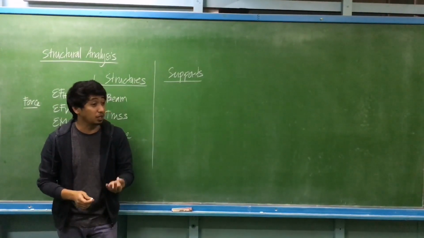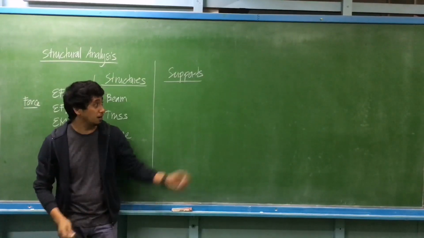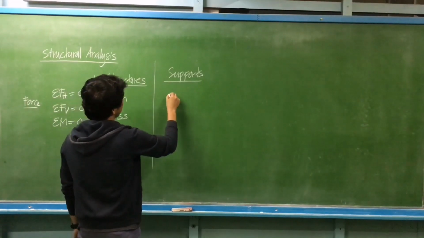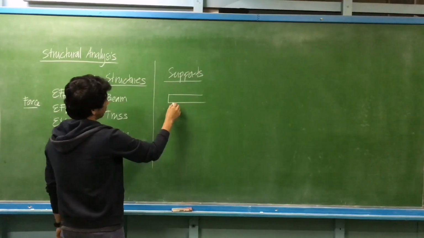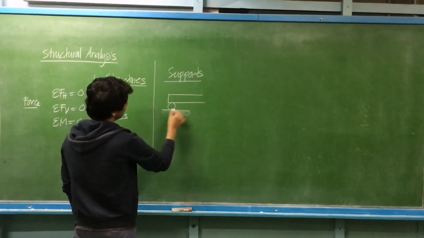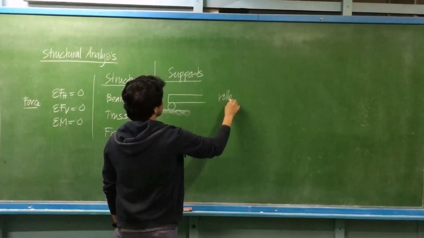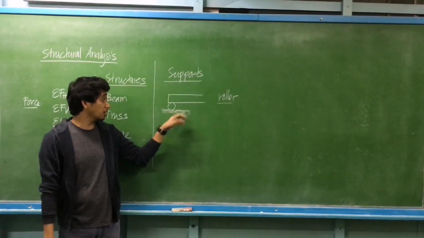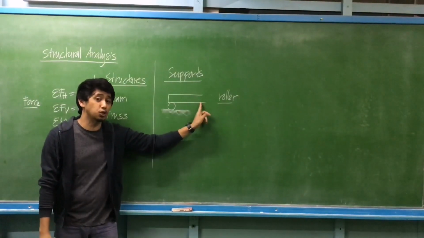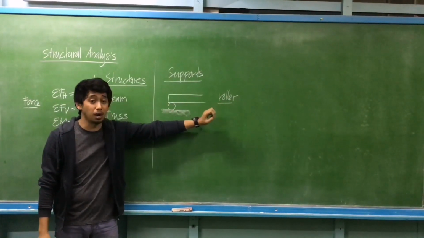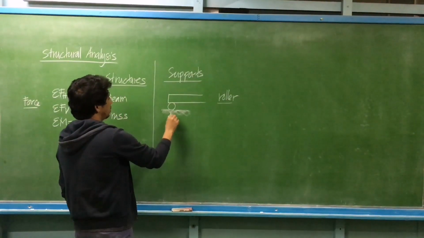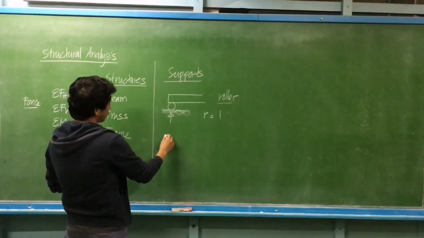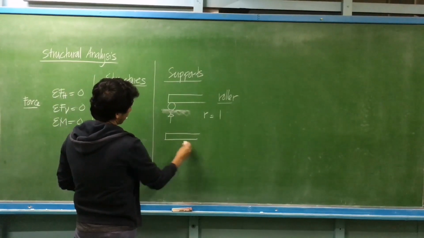What are the common types of supports that are around us? The first one is, for example, this is a beam. One common type of support is the roller. It doesn't mean that it is a rounded object or a rounded support. If you are to just place the structure over a support, that is considered to be a roller. The number of reactions for a roller is simply equal to 1.